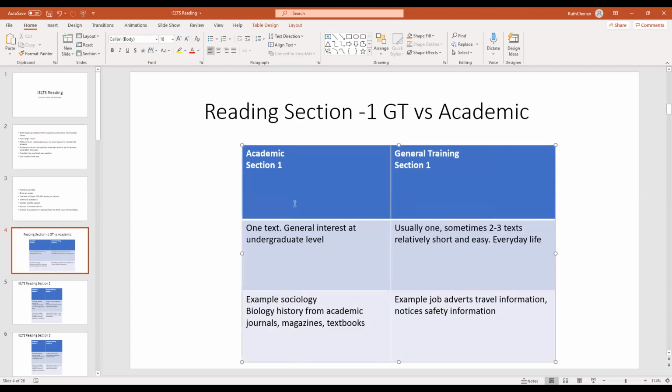So this is the difference between your GT and academic reading. Section 1 of your academic will contain just one text, and this text is going to be between 750 to 900 words.